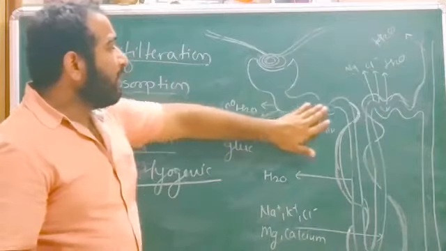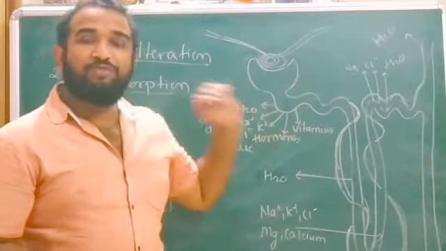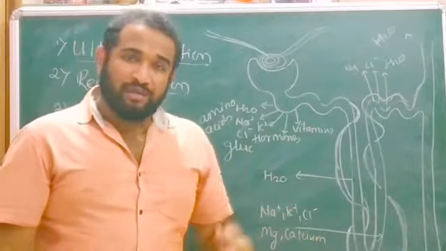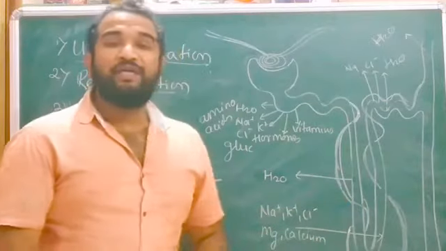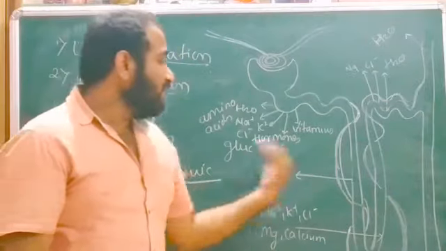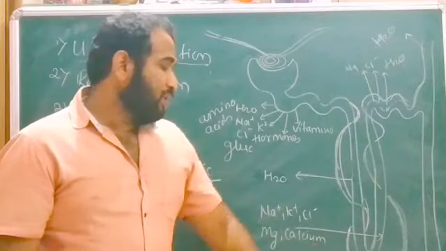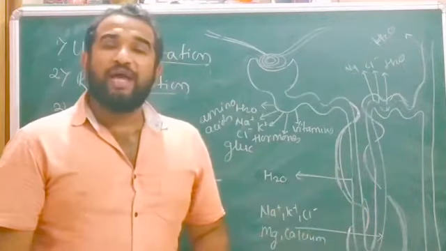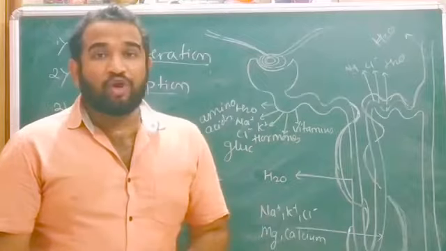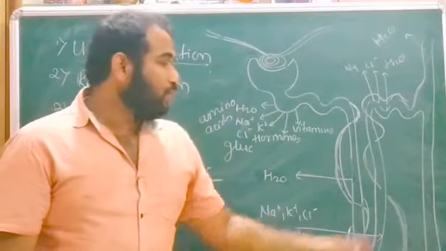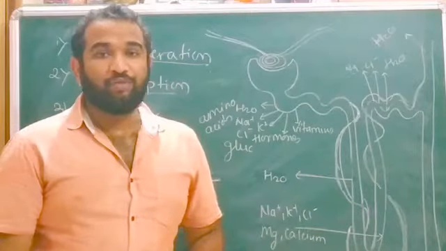So in the proximal convoluted tubule, 60% of the substances are reabsorbed. Then it comes to the descending loop of Henle. What is reabsorbed in the descending loop of Henle is a major amount of water. Ions are not reabsorbed. Then the filtrate goes to the ascending loop of Henle. Ions are absorbed but water is not reabsorbed because it is impermeable to water molecules.